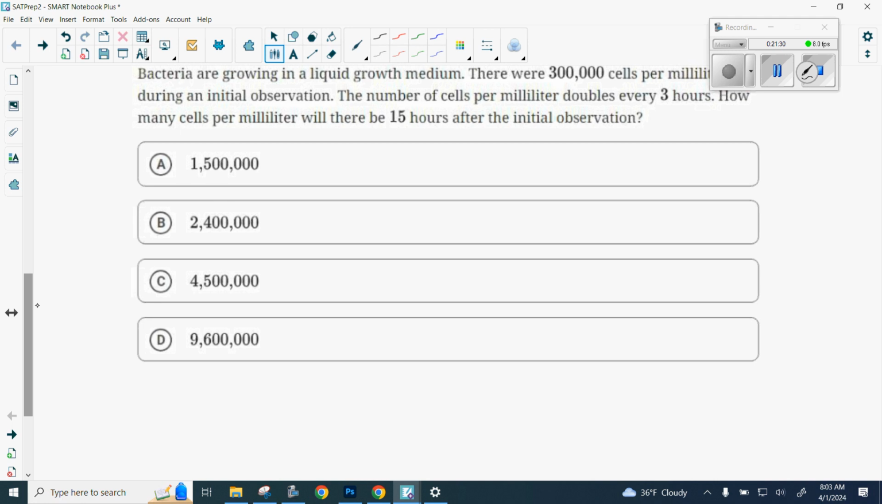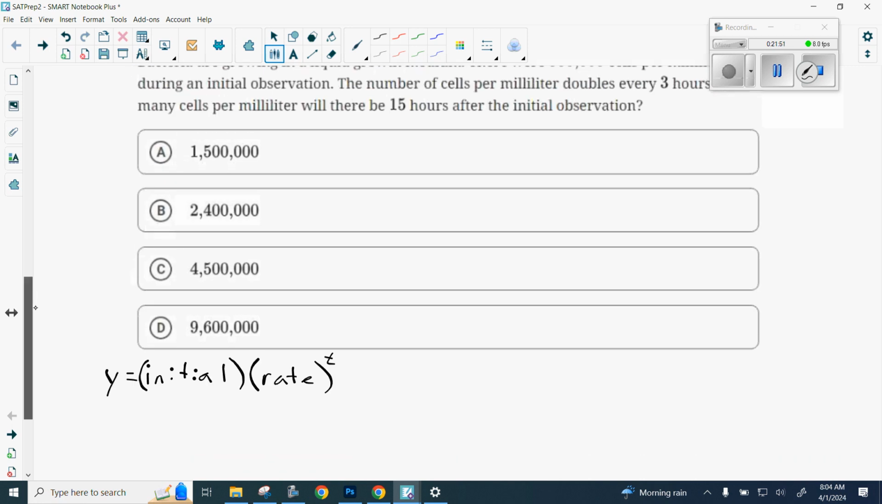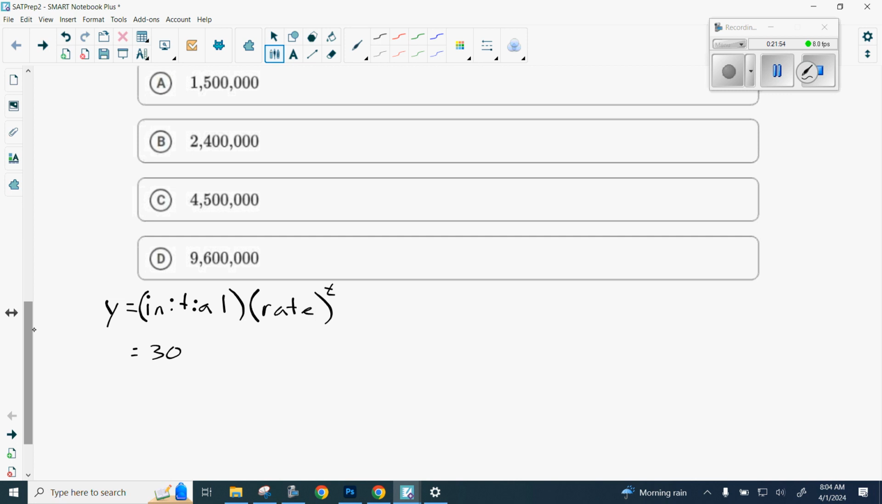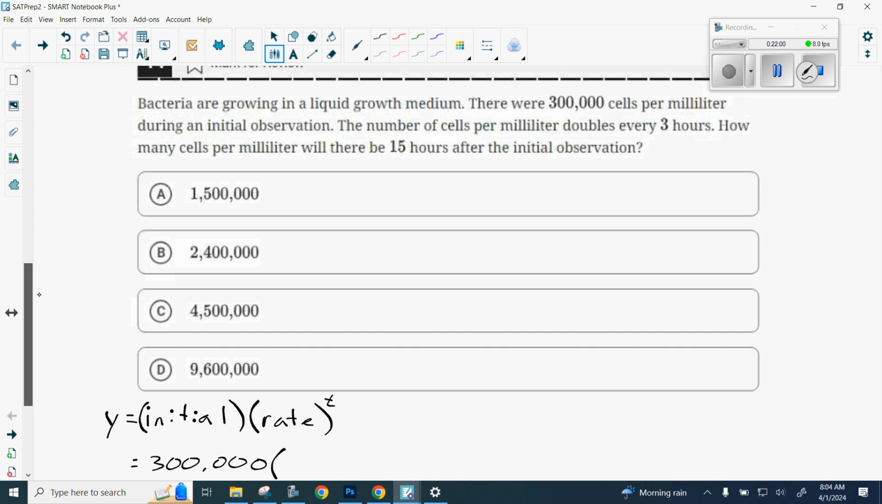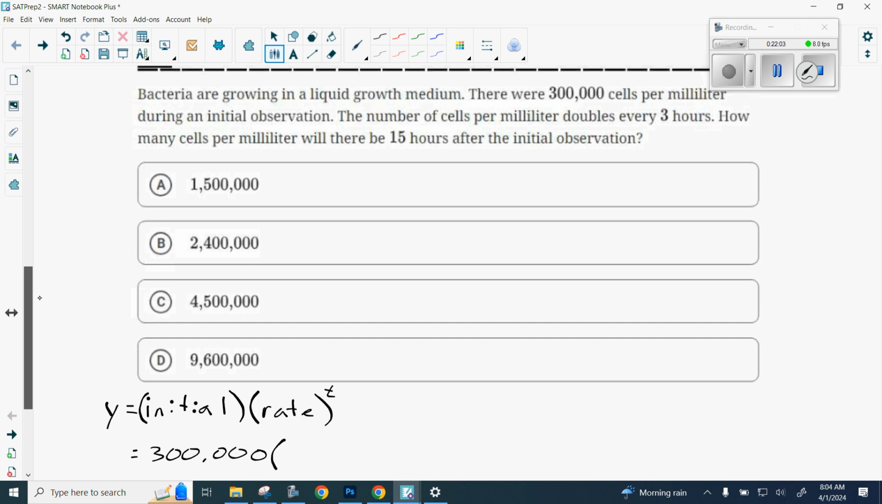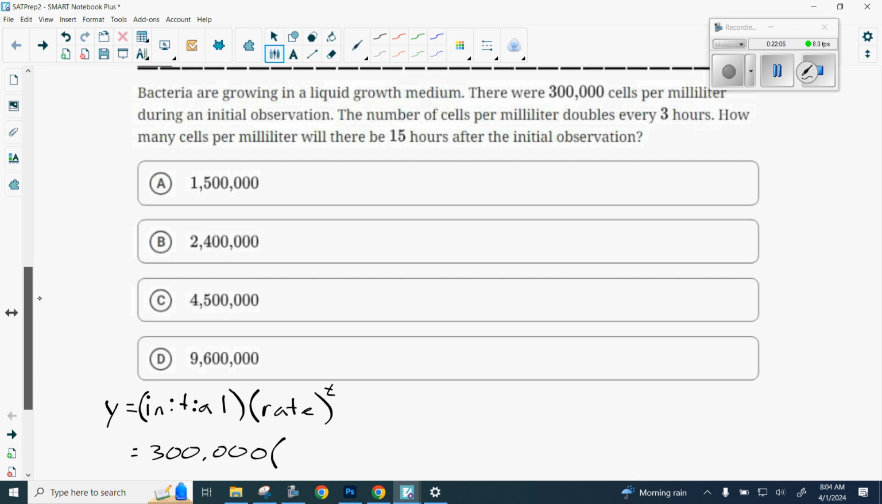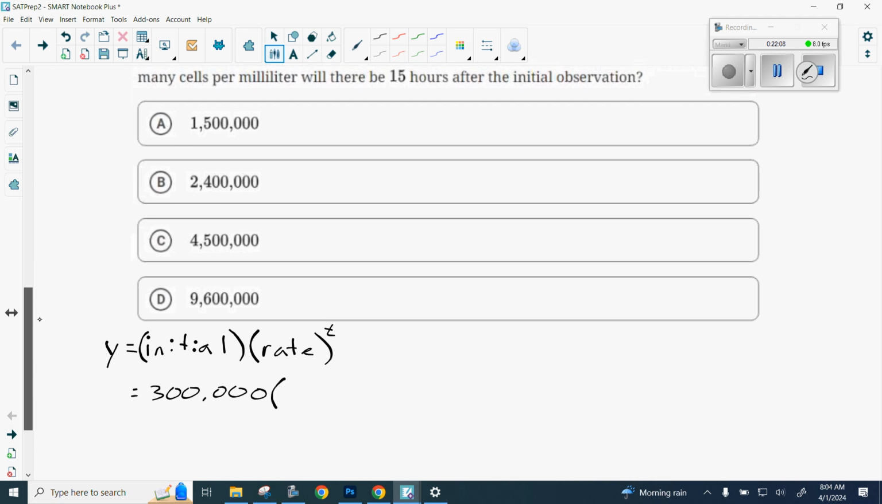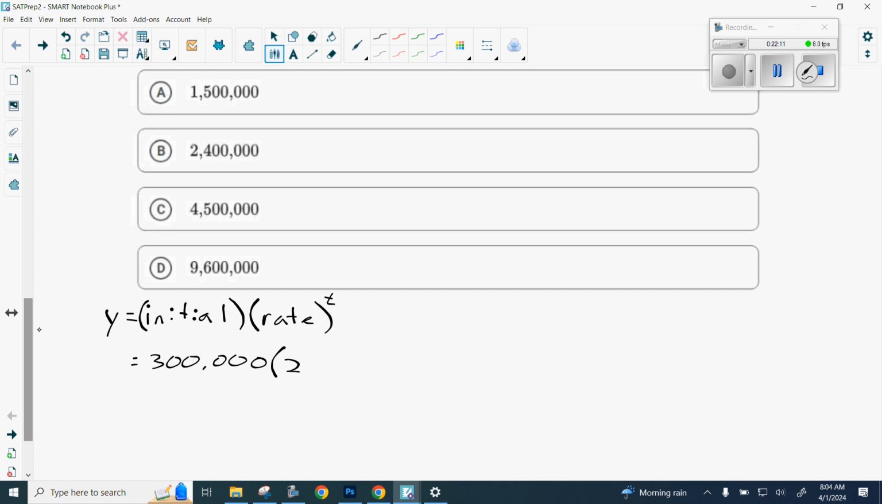So I'm going to have to write an equation for this. I have some y equals my initial. So this always goes your initial times your rate to some time. In this case, our initial is 300,000. Our rate of growth is, it doubles. So 2 every 3 hours.